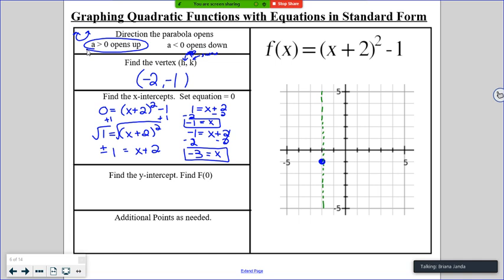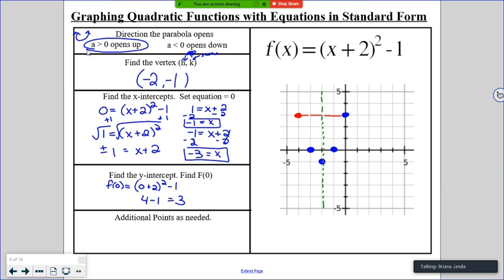Same result. So again, I would have dots here at negative 3 and negative 1. Notice they are the same distance away, and if they are not, something went wrong. Go to finding your y-intercepts, plug in 0. 0 plus 2 is 2, squared is 4, minus 1 is 3. Again, I'm going to reflect that, so I am 1, 2 away, go 1, 2 away on the other side and put its reflected dot.